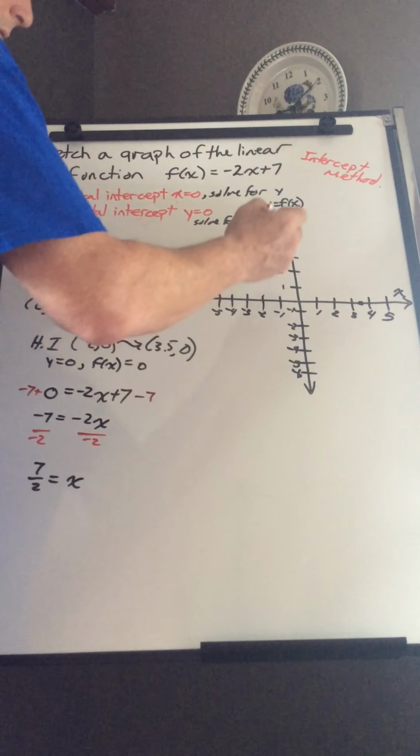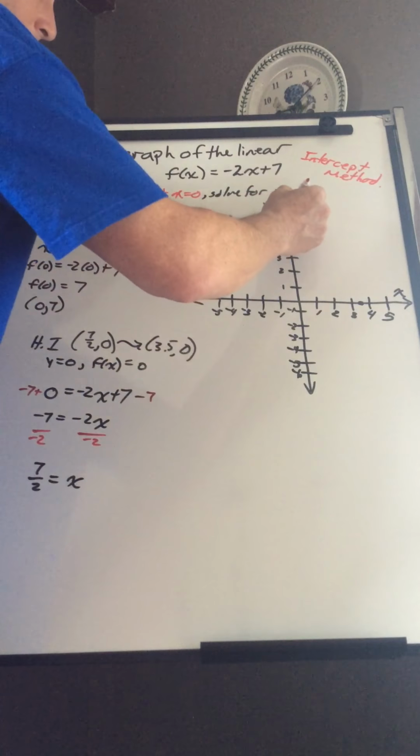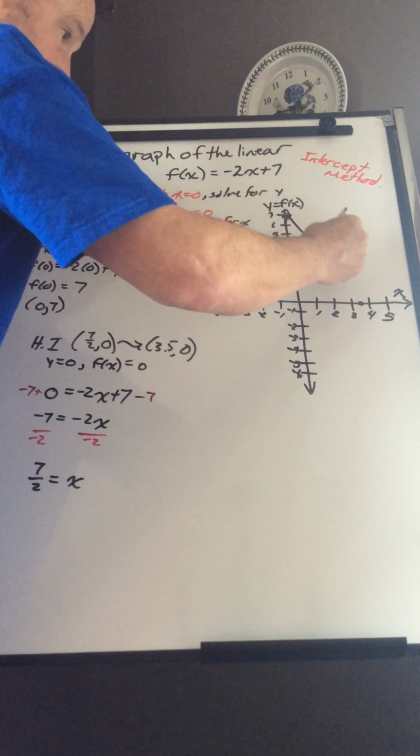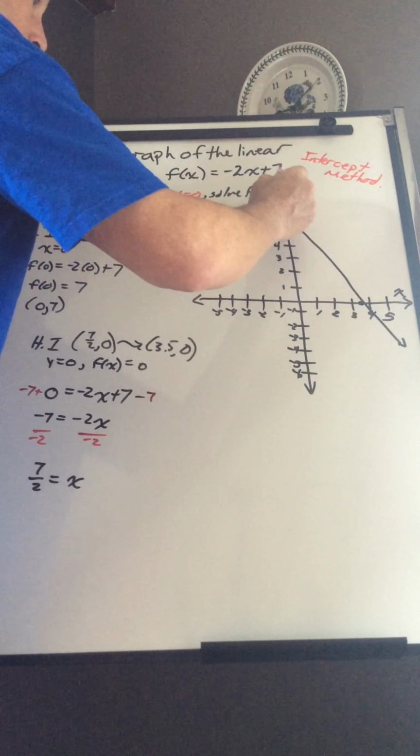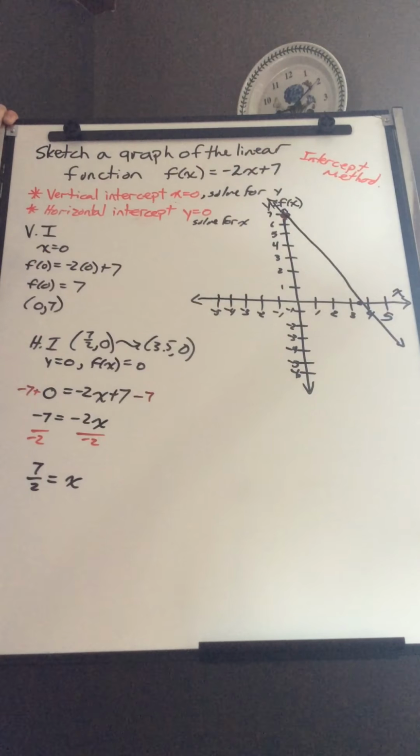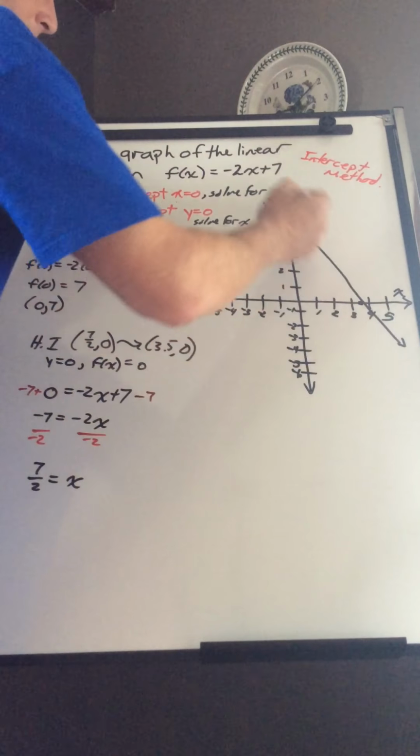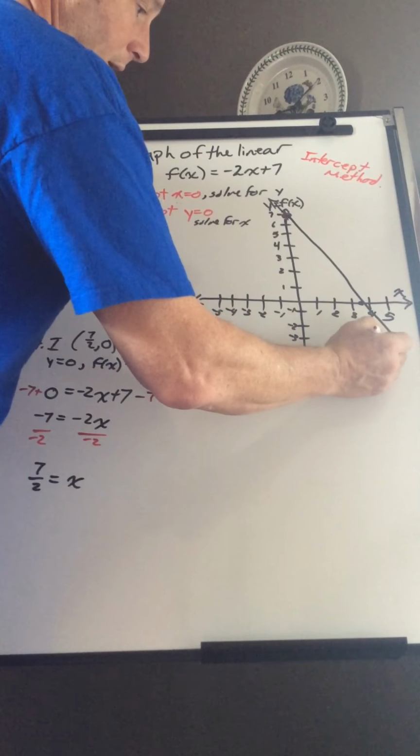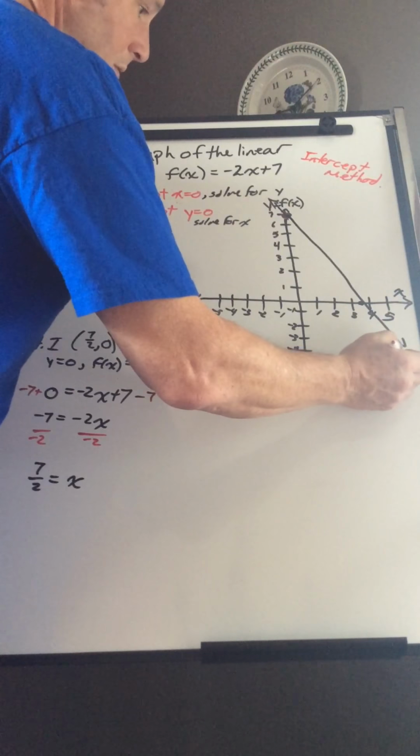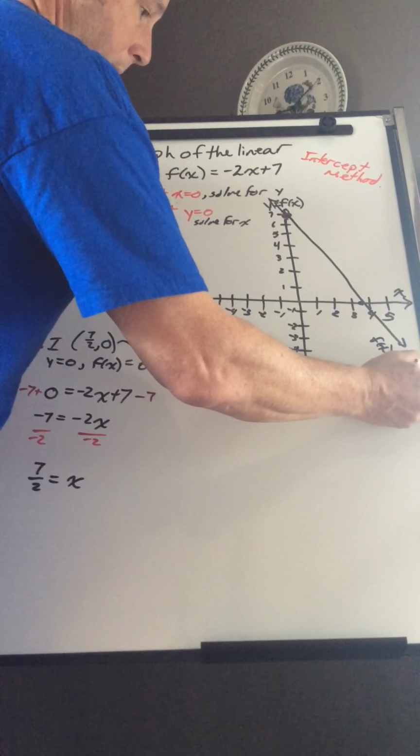And now we connect dots. We add the two coordinates, connect the dots. There's nothing to say it doesn't continue on, so if I have enough space, I can make my graph continue. Put arrows on the end of the line, like that and that. I should probably even label it. F of x equals negative 2x plus 7.